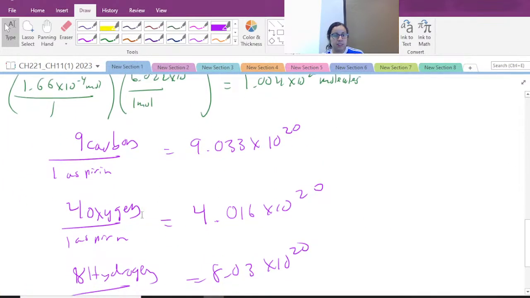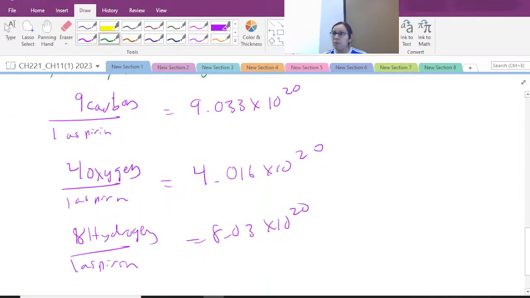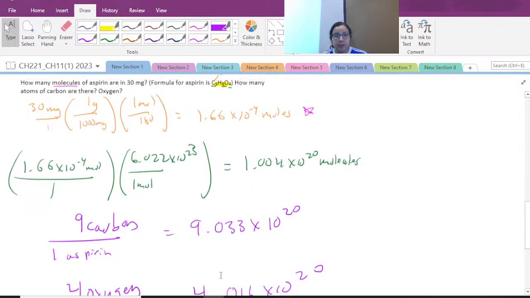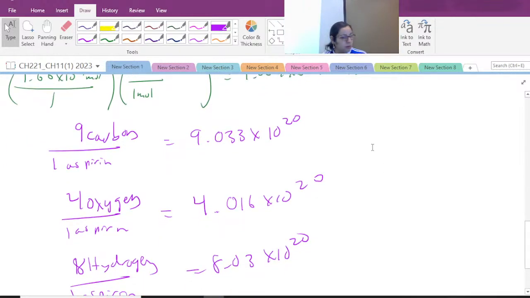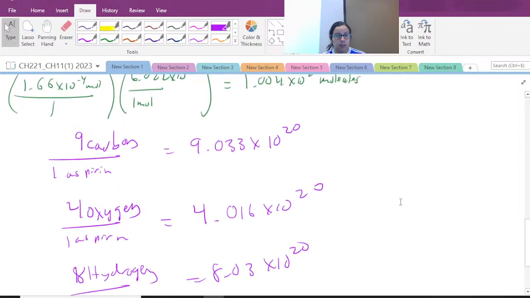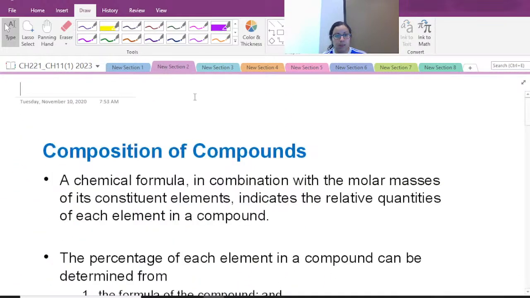And so that's kind of what I set up over here formally, right? For every 9 carbons, we had 1 aspirin. There's 4 oxygens and 1 aspirin, 8 hydrogens and 1 aspirin. And then, of course, you could finish the proper dimensional analysis, but other questions on this one? All right, let's keep going.